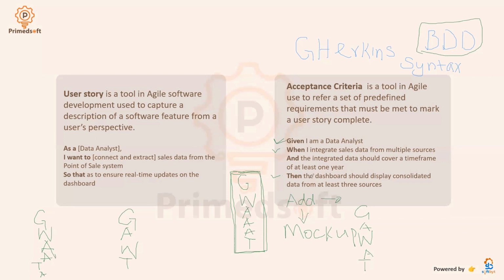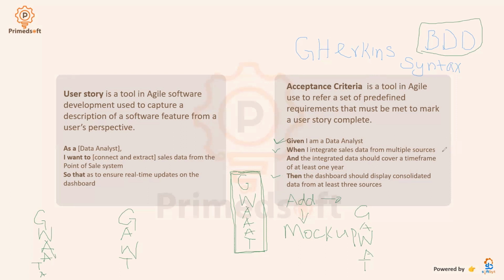Then what will be the result? Then the dashboard should display consolidated data from at least 3 sources. Now, this method you're seeing here is not cast in stone. Some people don't use Gherkin syntax. They still write their user story and acceptance criteria.